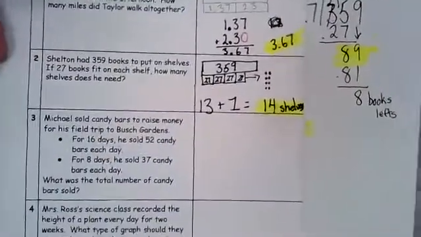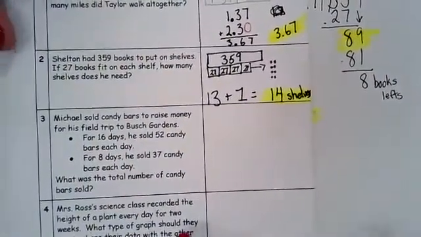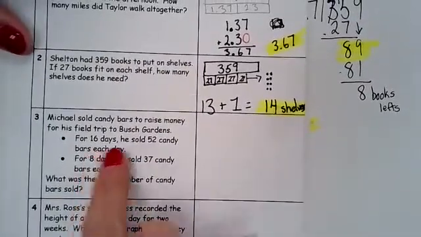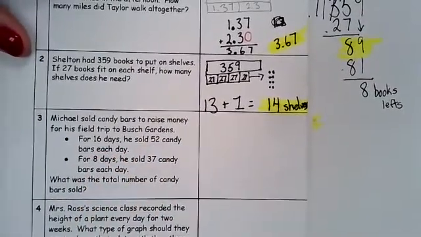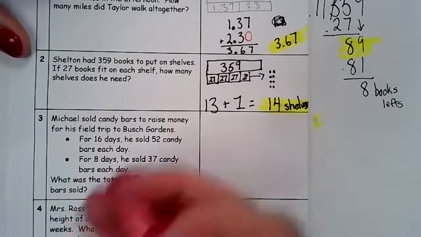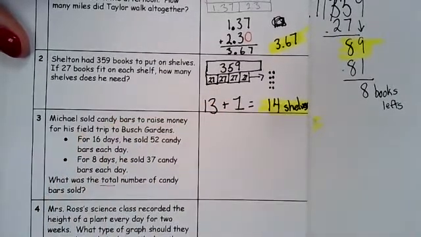All right, next one. Michael sold candy bars to raise money for his field trip to Busch Gardens. For 16 days, he sold 52 bars each day. For 8 days, he sold 37 bars each day. So what was the total? All right, so here we go.